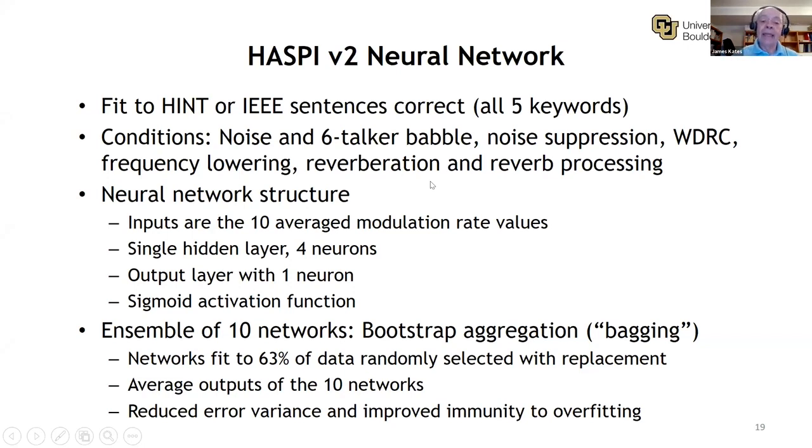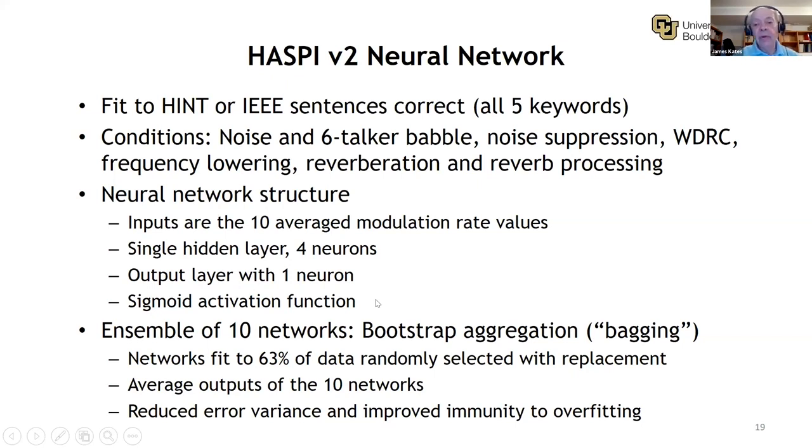We've also looked at the impact of reverberation and processing to try to ameliorate the effects of reverberation. We're using a relatively simple neural network. So the input layer is the 10 average modulation rates. There's a single hidden layer with just 4 neurons. There's one output layer and a sigmoid activation function.